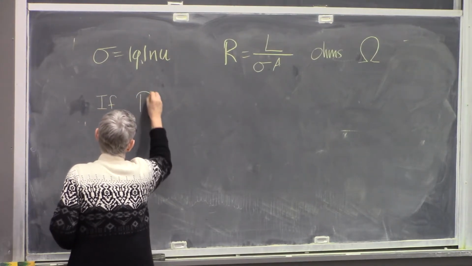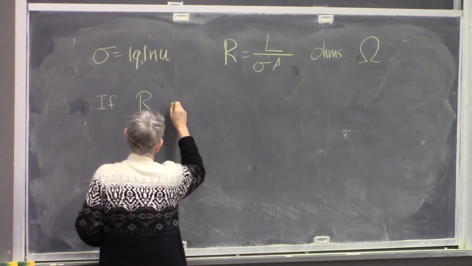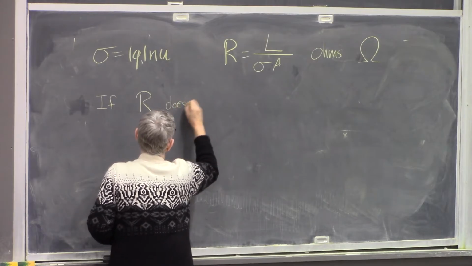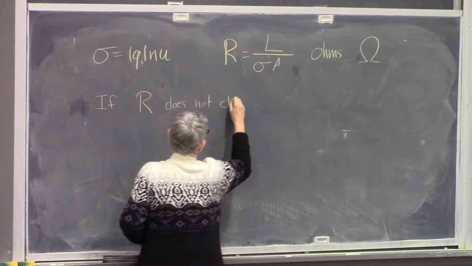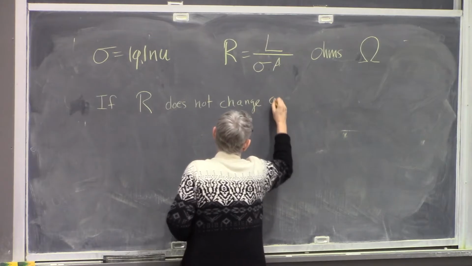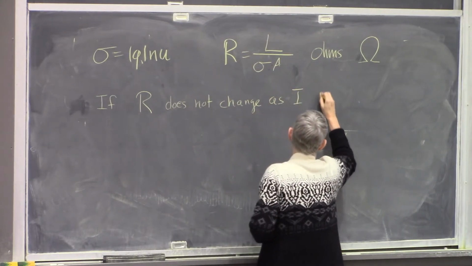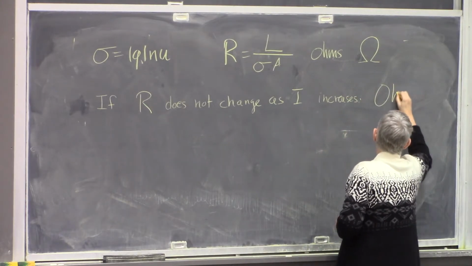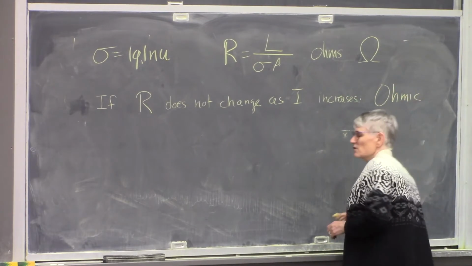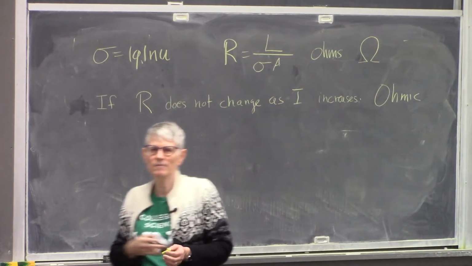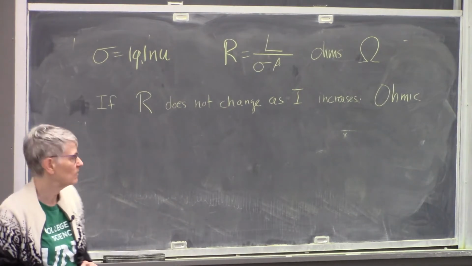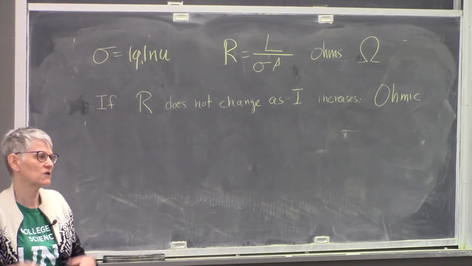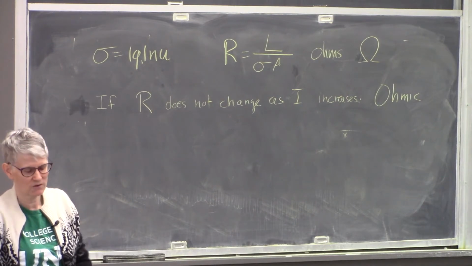If resistance does not change as current increases, we say this resistor is an ohmic resistor, and if it does change, it's not ohmic. And of course, since current increases, a big potential difference across something.